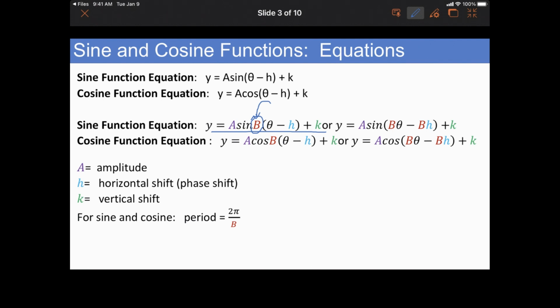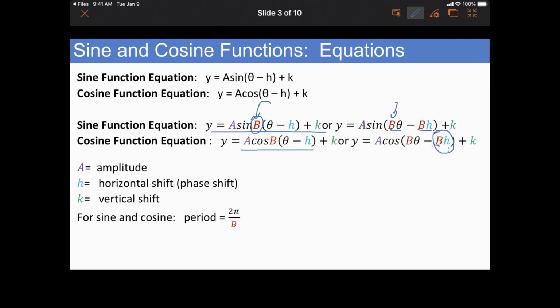Now, it can be factored outside of your variable, after the word sine or cosine. If it's not factored, if it's multiplied out in here, we actually have to factor it out. If we don't, you're going to think that whatever number that is, is the horizontal shift. But there are actually two things here: the horizontal shift and the B. So this is why we have to factor out B. And we'll practice that. No worries.